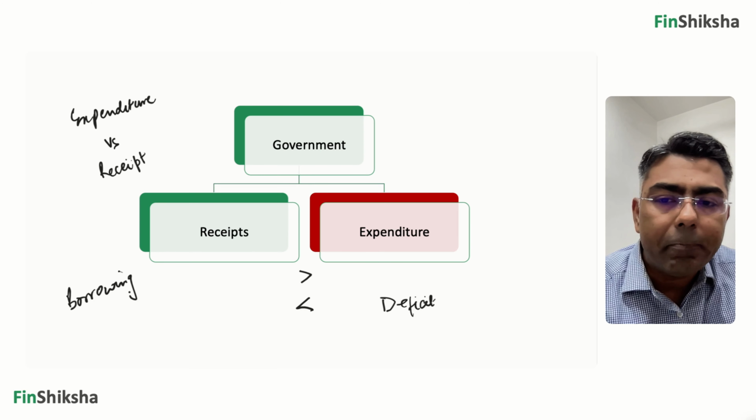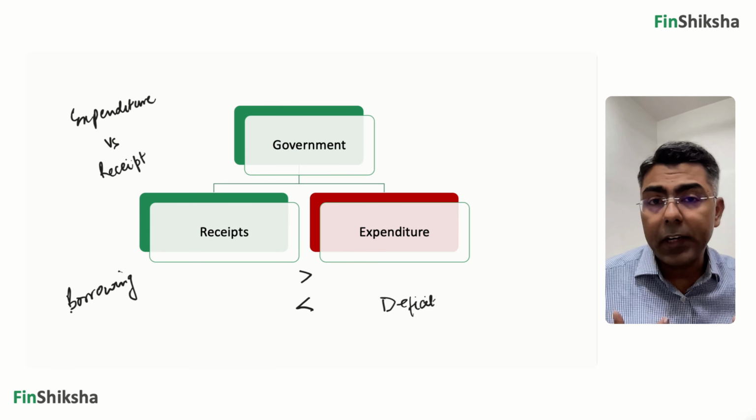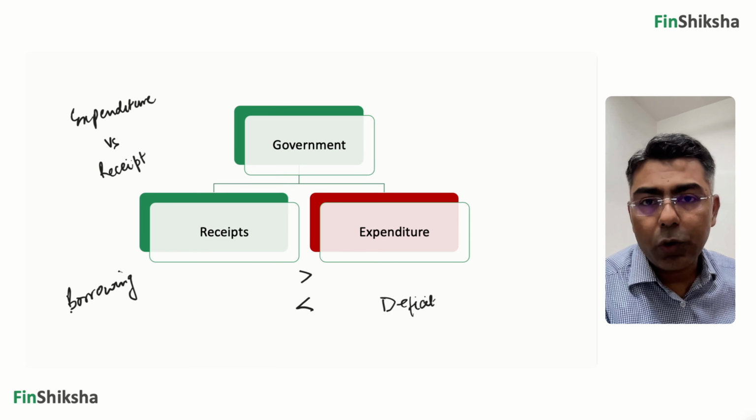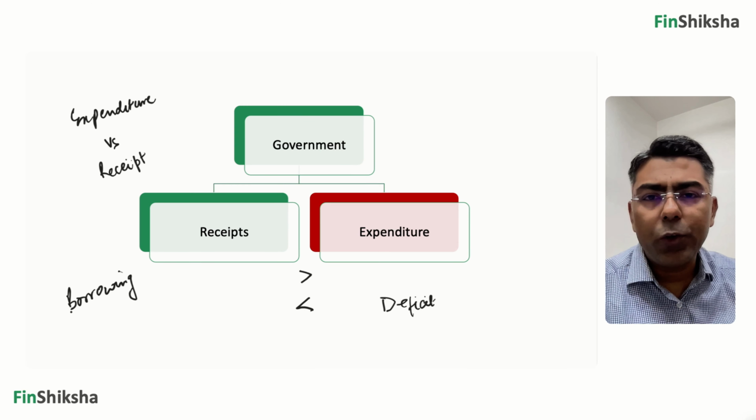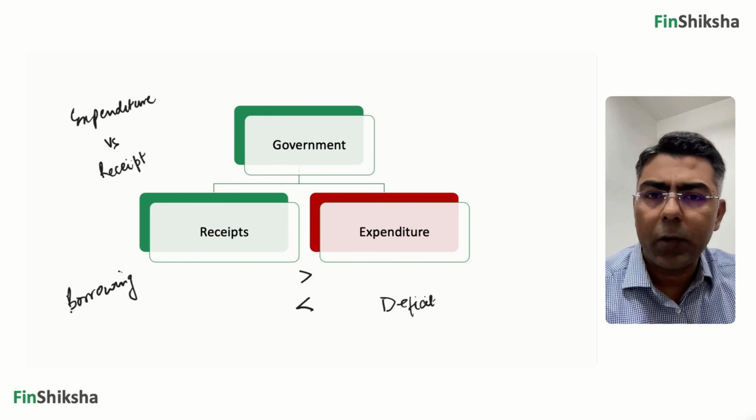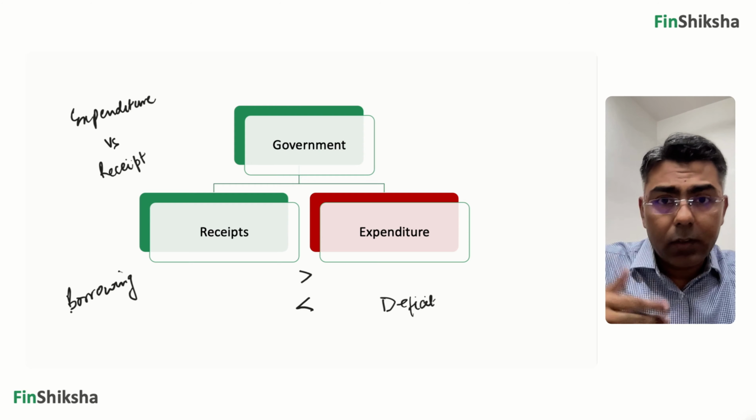So आपको loan लेना पड़ेगा. If your income or receipt is 100 and you're spending out 105, then that 5 has to be funded using some kind of a loan, right? That's the structure that we are looking at, right? So that's where we start from.